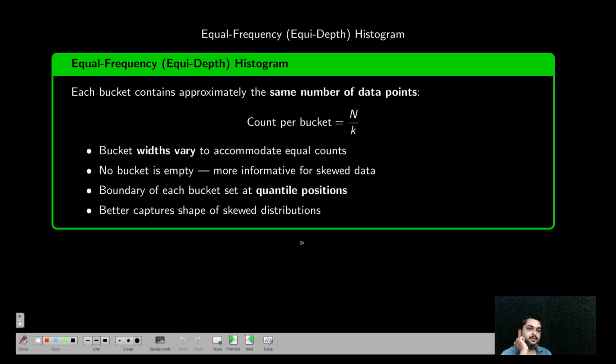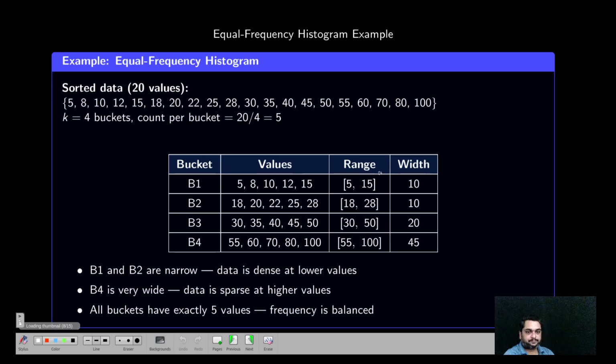Similarly, equal frequency or equi-depth histogram. So here we have count per bucket. If there are n data points, and if I want to split them into k bins, or histogram pillars, it will be n by k. So it is similar to your equal frequency binning. For example, here they are given some sorted 20 values and divided into 4 buckets. Count per bucket equals 5.